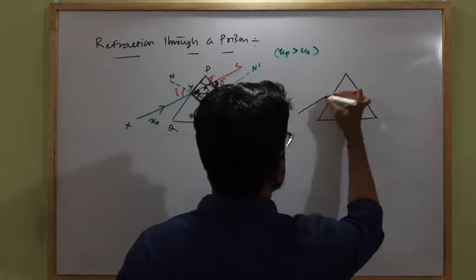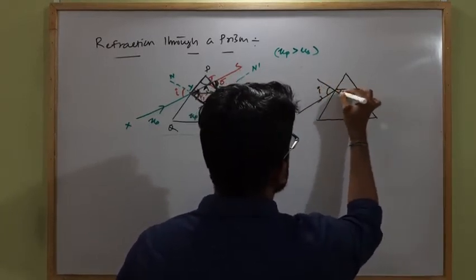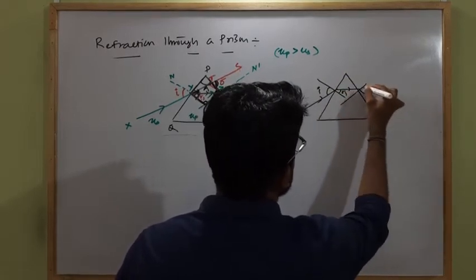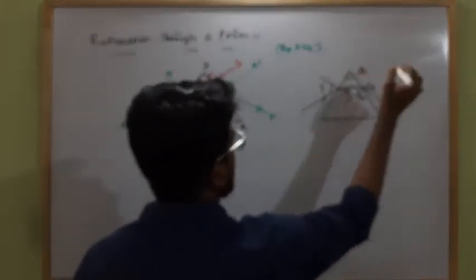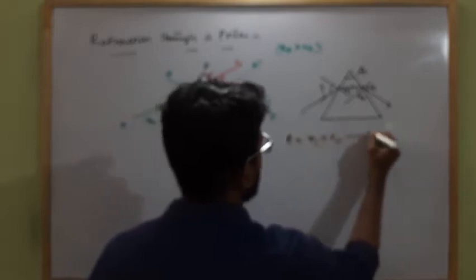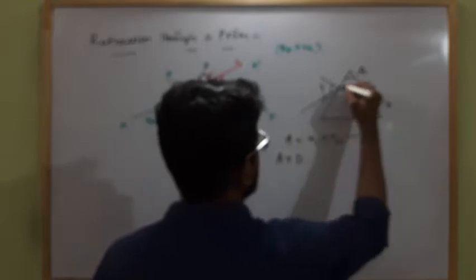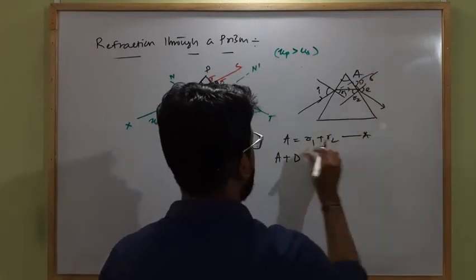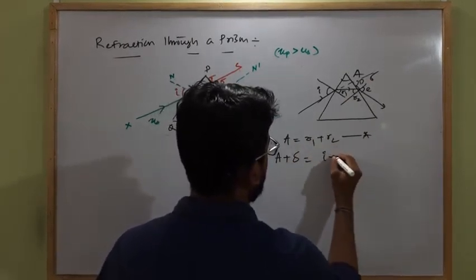If this ray is incident along this direction, this is the normal, this will be I, this angle is R1, this is the normal, this is the angle of emergence E, and this angle will be R2. So you already know, if this angle is the angle of prism, A equal to R1 plus R2 in general, and A plus angle of deviation, let this be D, or this can be denoted by delta, equal to how much? I plus E.